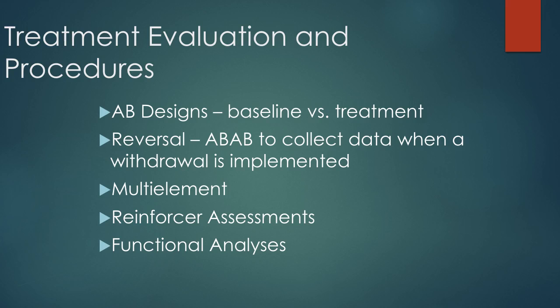In order to truly understand if the intervention is working, we go back to the things we learned in 621, using A-B designs, using a reversal to collect data when withdrawal is implemented. Multi-element is similar to A-B designs, but alternation is quicker. This is a good strategy for fast-acting medications to see if the medications are actually helping with the problem behaviors. It's also important to have an understanding of whether reinforcers increase desired responding.